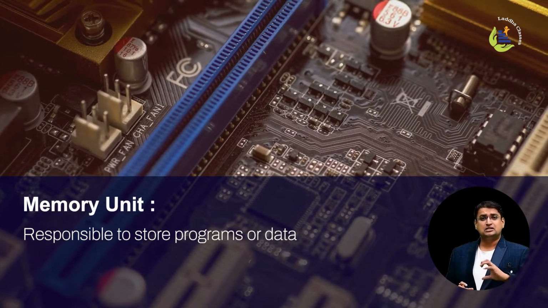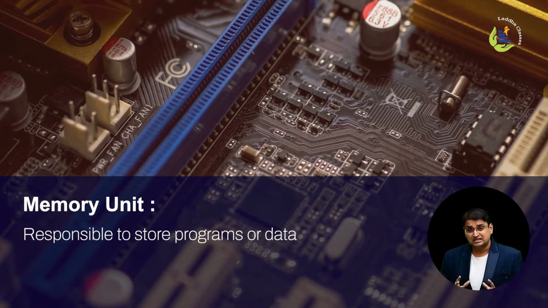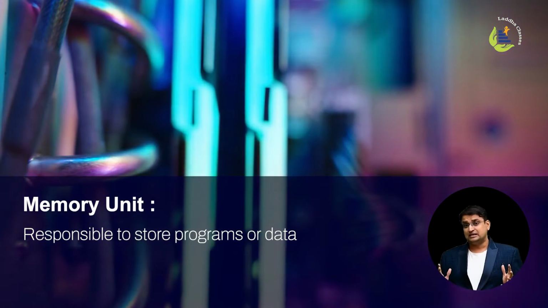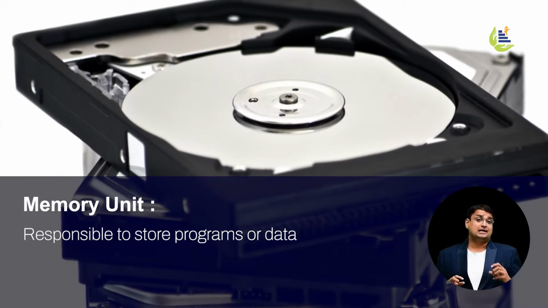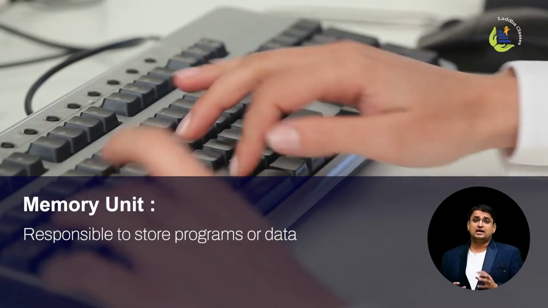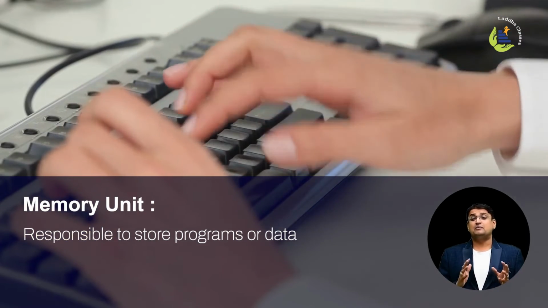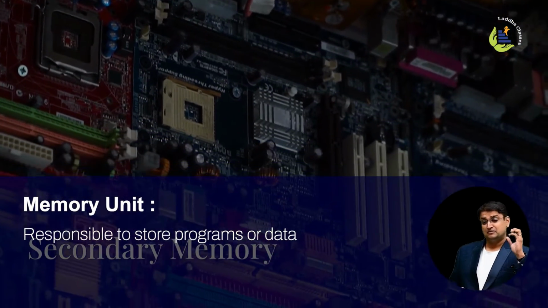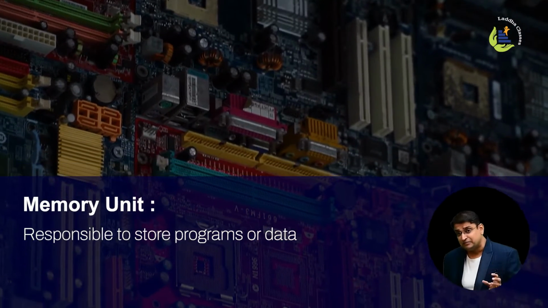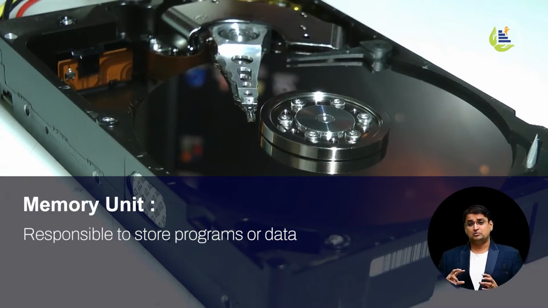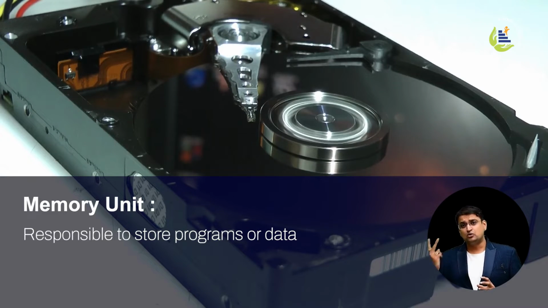Memory unit. This unit is responsible to store programs or data on a temporary or permanent basis. It has primary memory, that is main memory, and secondary memory, that is auxiliary memory. The input data which is to be processed is brought into main memory before processing. Another kind of memory is referred to as secondary memory of a computer system. This unit is used to permanently store data, programs, and output.